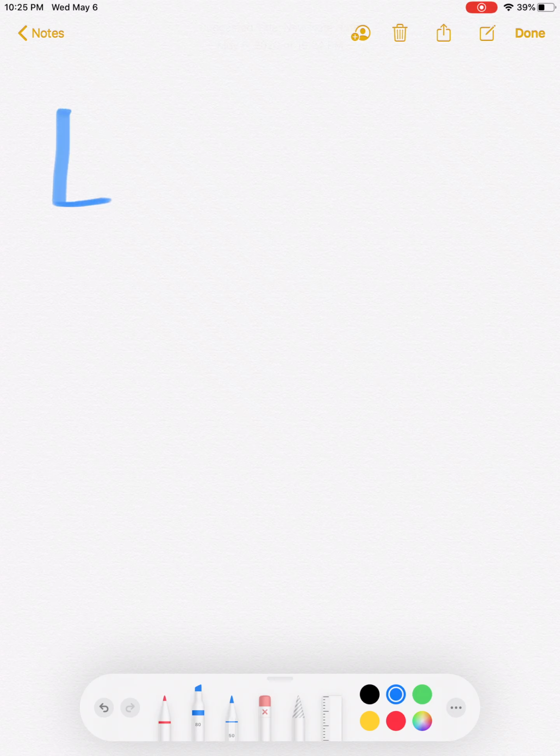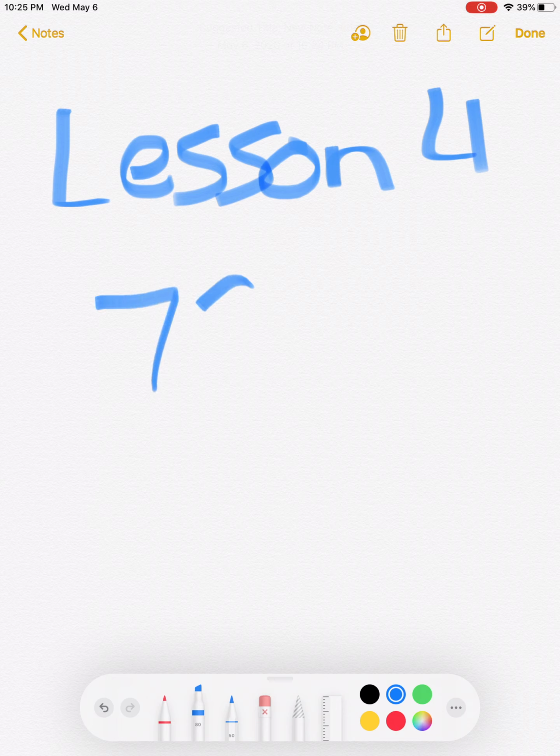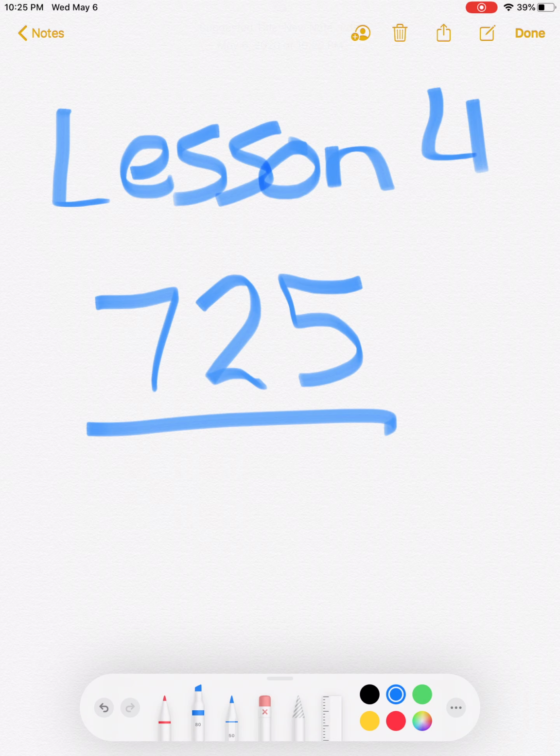Please open your math book to lesson 4 in chapter 10, which starts on page 725. I am skipping some things that are impossible to do through distance teaching or very, very difficult. So I'm going to the most important.